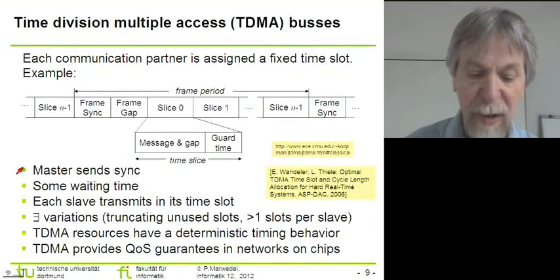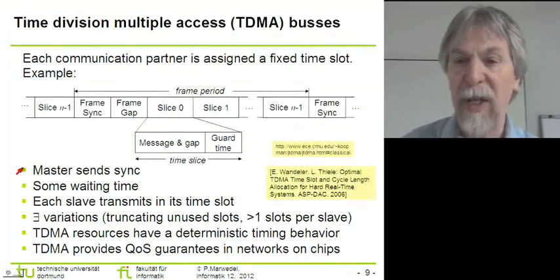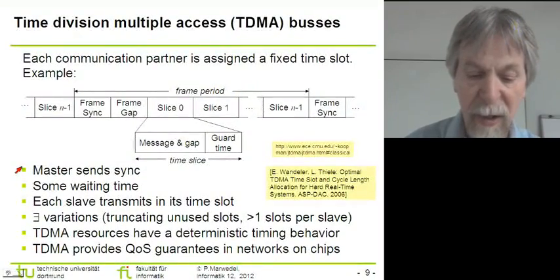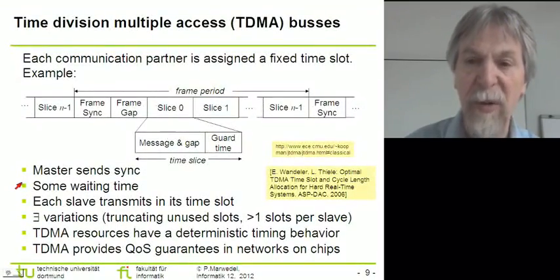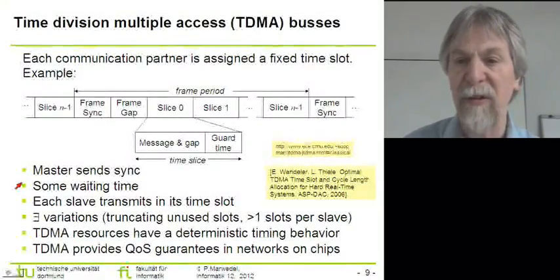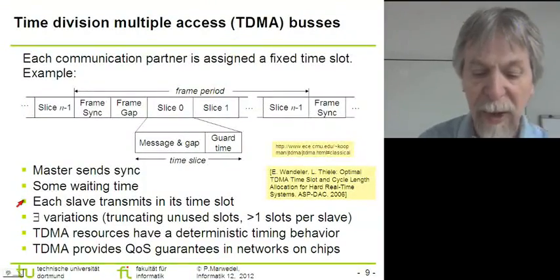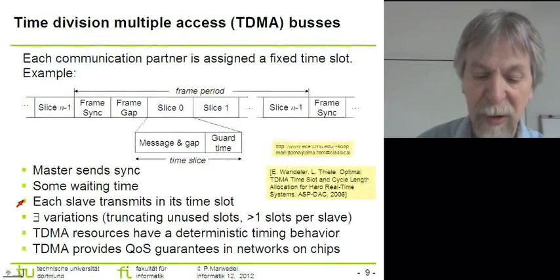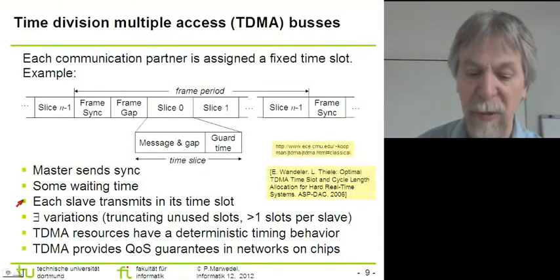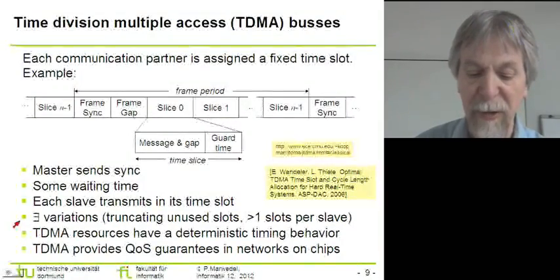Down here you see, again in textual form, how this is supposed to work. There is a master also for this bus. This master sends the synchronization indication. There may be some waiting time in order to allow all the different partners to realize that it's now their time to communicate. And then each so-called slave, or each communication partner, is allowed to transmit during its time slot. It's not allowed to transmit during any other time slot. It can possibly leave a particular time slot empty.